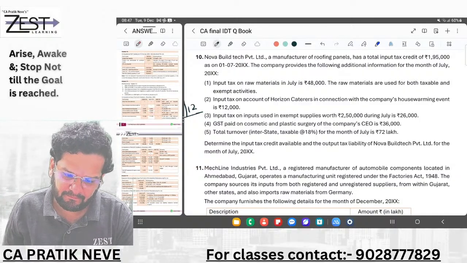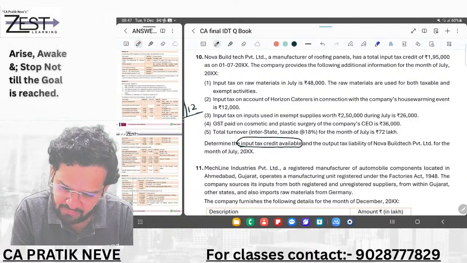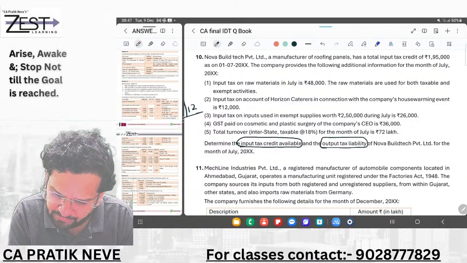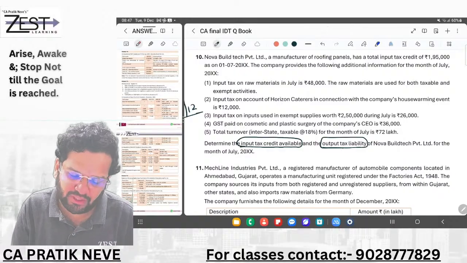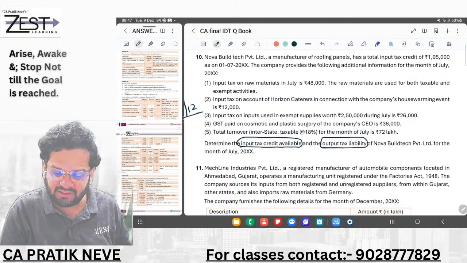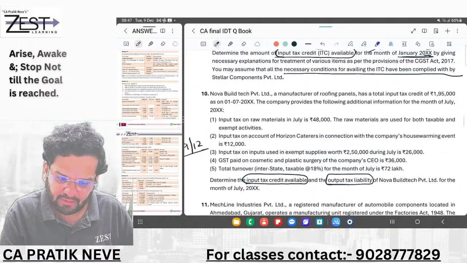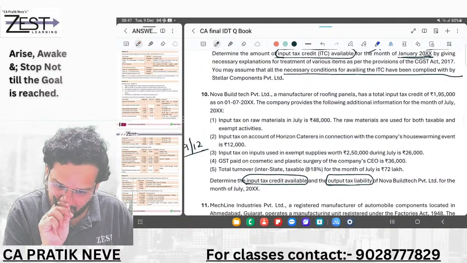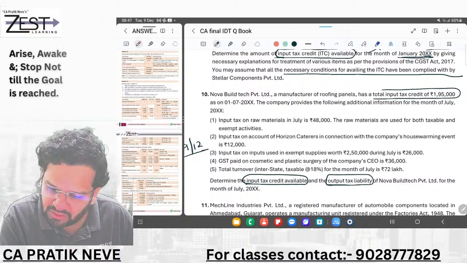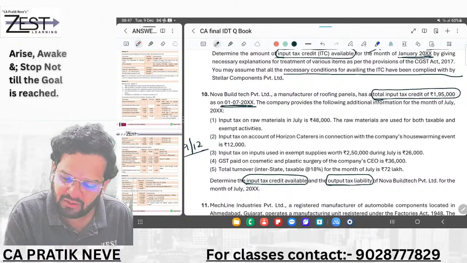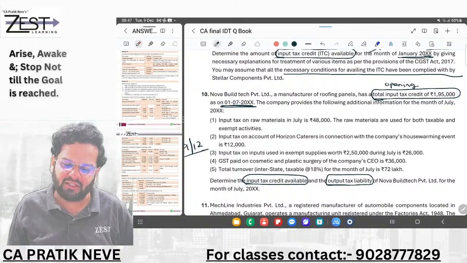Then in next question also you have to determine ITC available and even output tax liability. Both separately you can calculate. They have not asked you net GST payable. Calculate ITC and calculate output tax liability. Nova Build Tech Private Limited, a manufacturer of roofing panels, has total ITC of 195 as on 1/7. So can I say this is opening? This is opening ITC 195.